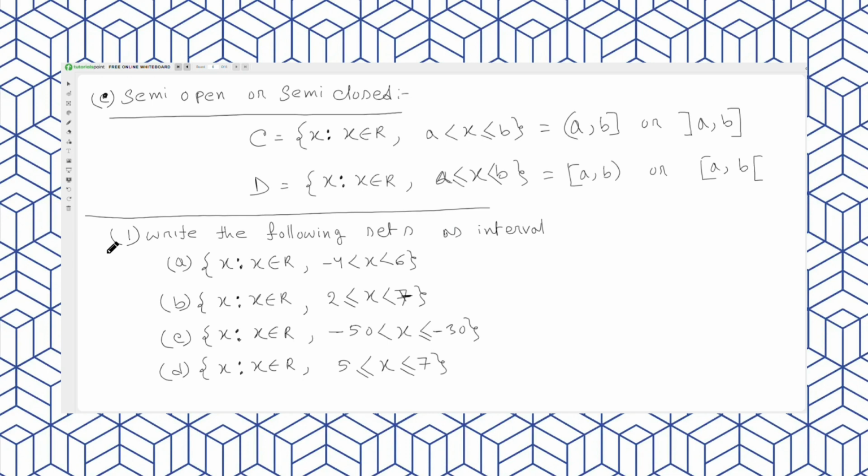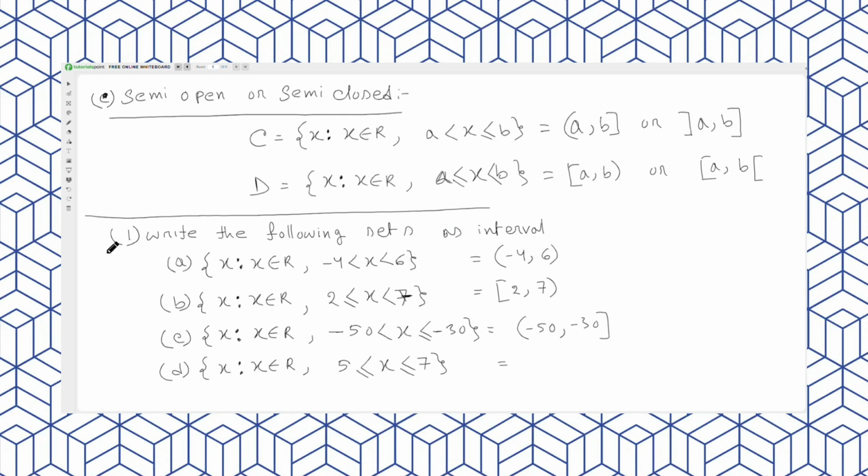Now let's solve that question. Let's check the first question. x is greater than -4 and less than 6. There is no equal sign, that's why it is an open interval, and we write it in the first brackets as (-4, 6). The second one is x is greater than or equal to 2 and less than 7, that's why we put the third bracket on the left side and the first bracket on the right side. The third one is x is greater than -50 and less than or equal to 30. That's why first bracket -50, comma 30, then close it with the third bracket.